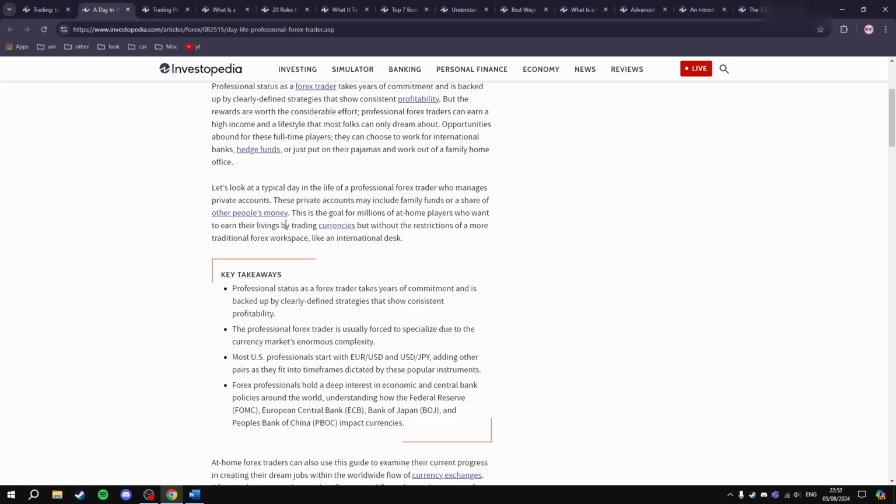Let's look at a typical day in the life of a professional Forex trader who manages private accounts. These private accounts may include family funds or a share of other people's money. This is the goal for millions of at-home players who want to earn their living by trading currencies but without the restriction of a more traditional Forex workspace, like an international desk.